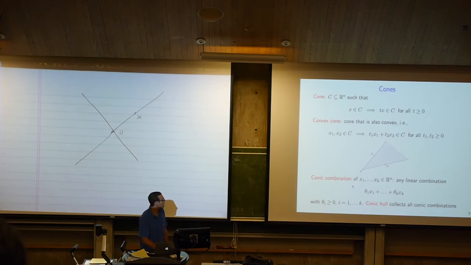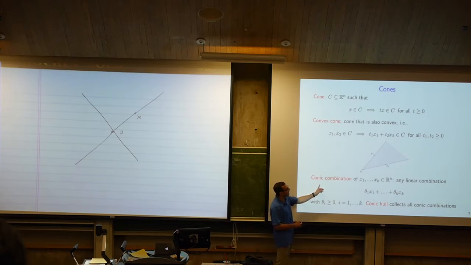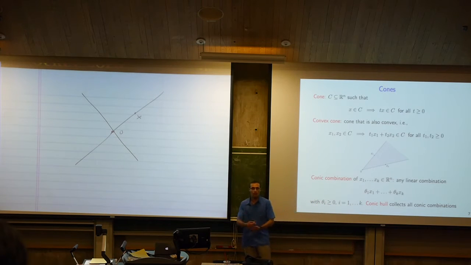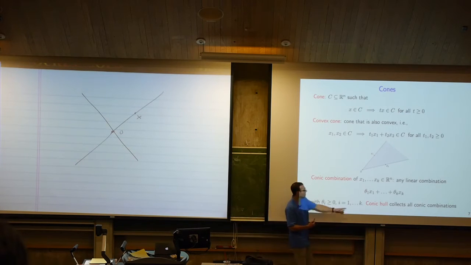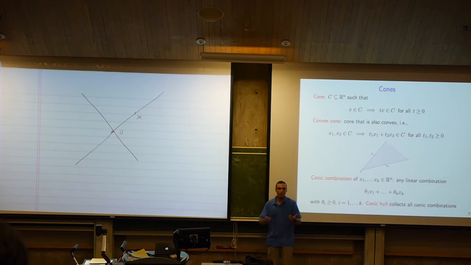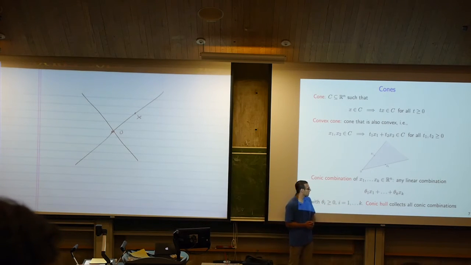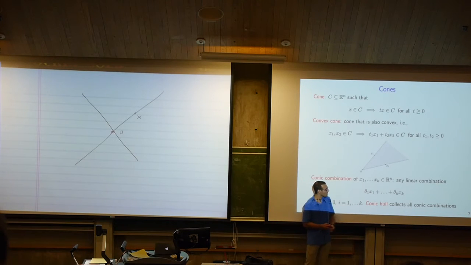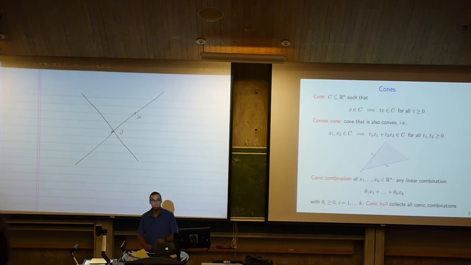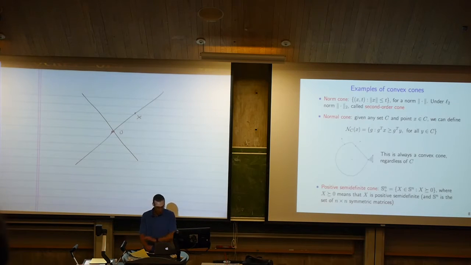A conic combination of points, now that we've defined convex combination, you can think of analogously, but for cones. We just take any linear combination of points where all these weights are non-negative. That's what a conic combination is. And just to remind you, a convex combination is that plus the property that these weights must sum to 1. So a conic combination allows more weights as a possibility. And the conic hull of a set is the set of all conic combinations of elements of the set, just like the convex hull analogously. So what are some examples of convex cones?